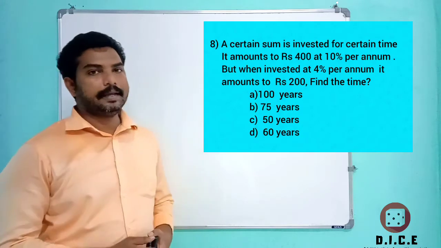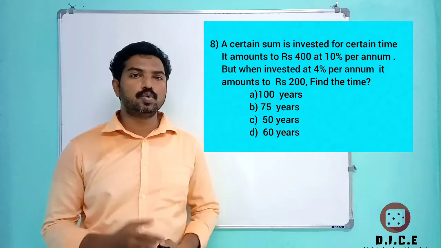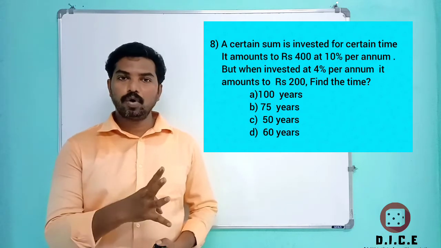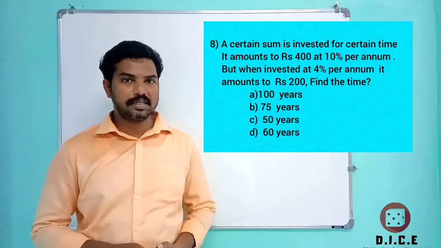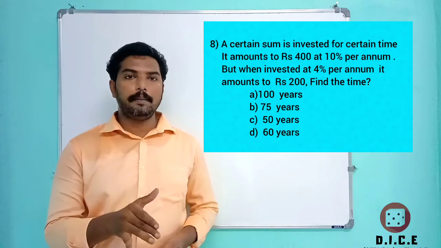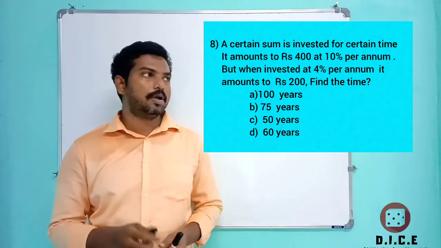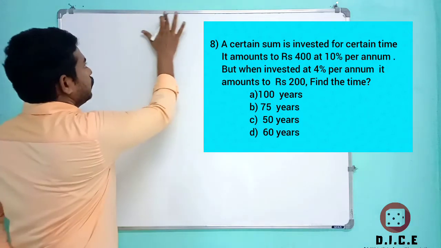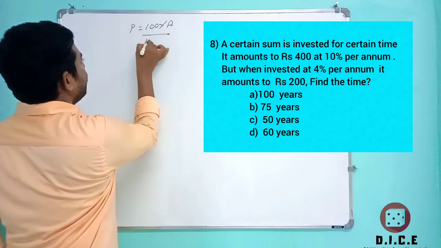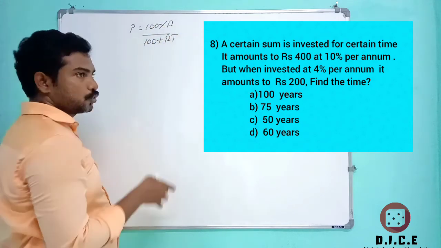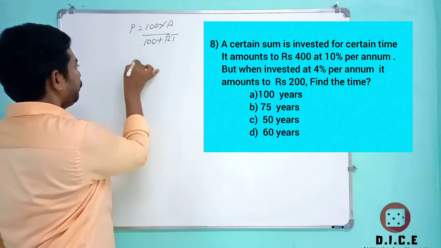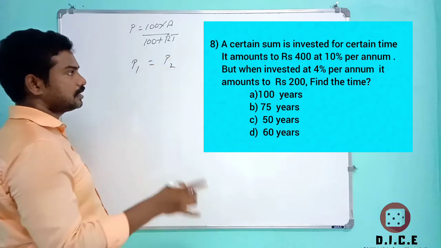If you see the question number 8 here, a certain sum amounts to rupees 400 at 10% and similarly 200 at 4%. 400 at 10%, 200 at 4%. So in how many years has this entire process happened? If you see the previous question that any certain amount is amounting, we had solved that with a small formula. The principal is nothing but 100 into amount by 100 plus rate into time. So in this case, both the principals and both the times are equal. So P1 is equal to P2. If you go through the question clearly, that is the sense of this question.